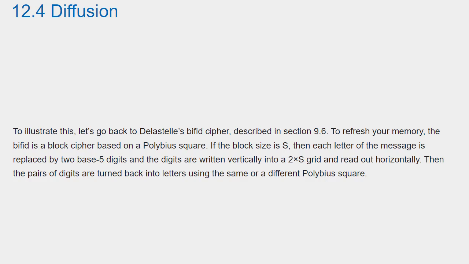To refresh your memory, the bifid is a block cipher based on a Polybius square. If the block size is S, then each letter of the message is replaced by two base 5 digits, and the digits are written vertically into a 2 times S grid and read out horizontally. Then the pairs of digits are turned back into letters using the same or a different Polybius square. Let the block size be 7 and call the letters in the plain text block A, B, C, D, E, F, G. Let the digits representing these letters be AA, BB, CC, DD, EE, FF, GG.